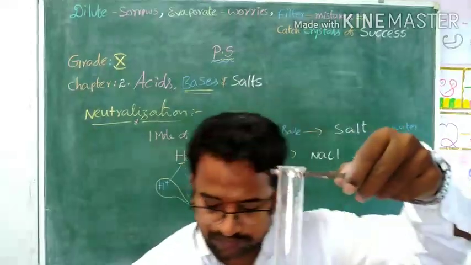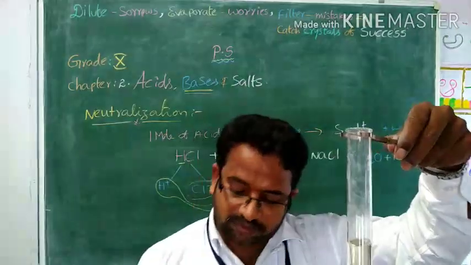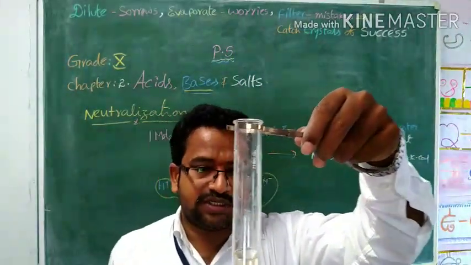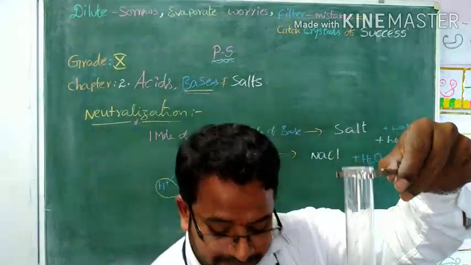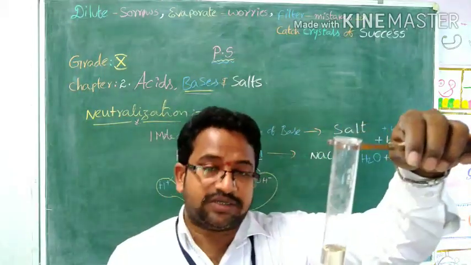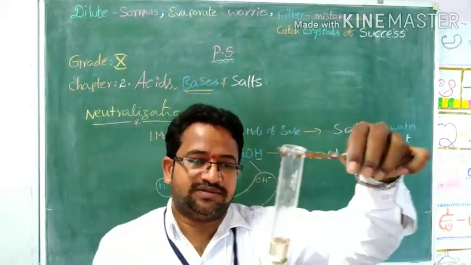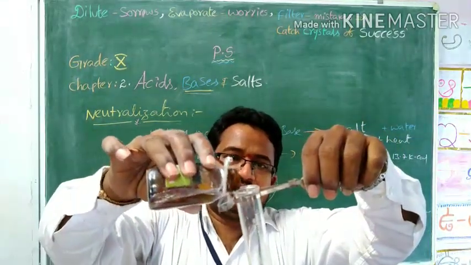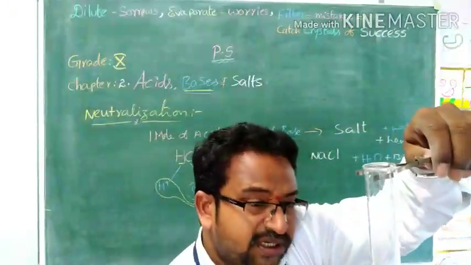I took this. Now, to this, I am going to add some acid, hydrochloric acid. Before that, you should know whether it is a base or not. For that, I am going to add some indicator to this NaOH. So many indicators are there: methyl orange or phenolphthalein. Okay, I will add phenolphthalein to this. It's pink in color, which means certainly that it is a base.